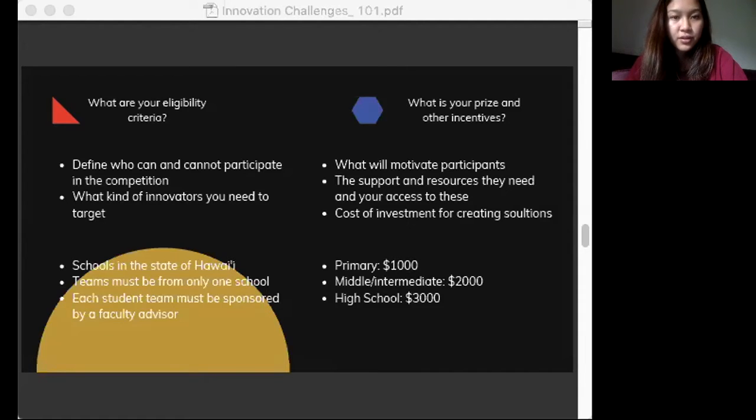And then next you will define the exact value of the cash prize, if there is one, and any other financial or non-financial incentives, such as a commitment to purchase solutions or to provide developmental support. Your choices should be informed by the evidence you have gathered about what will motivate the participants, the support and resources they need, and your access to the support and resources, and the cost of investment for creating solutions.